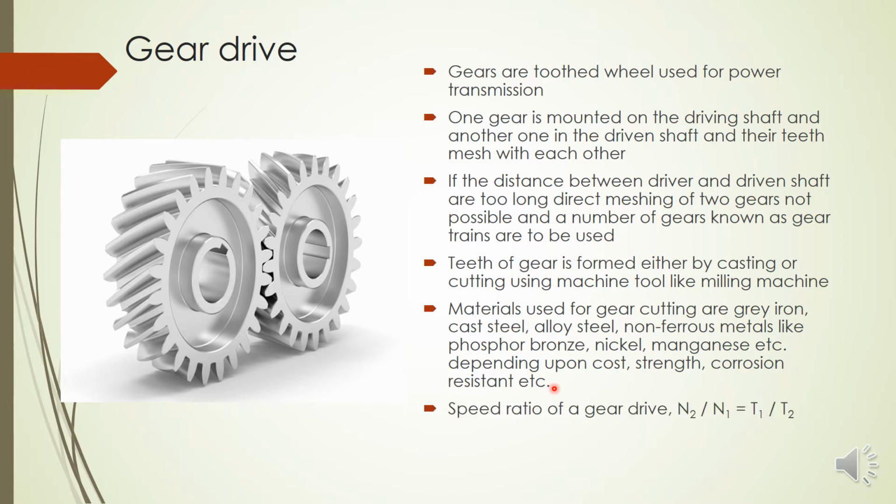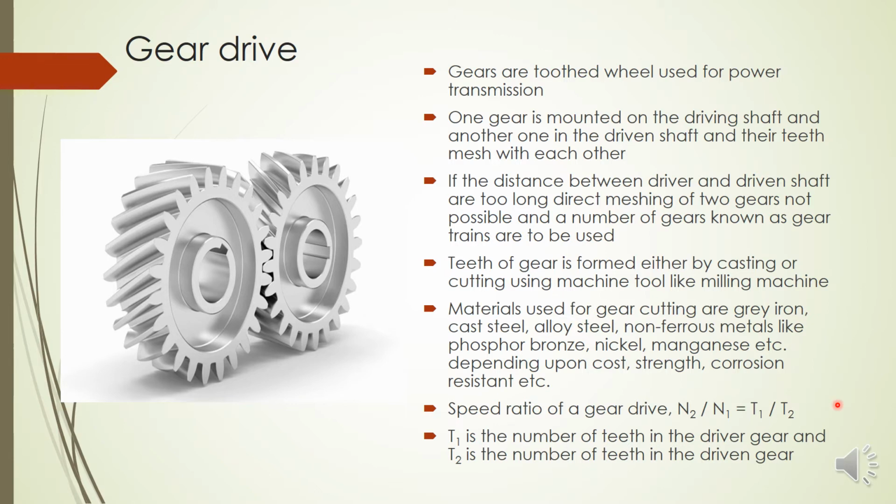The basic equation of gear drive is very simple, that is the speed ratio of gear drive, that is the speed of driven gear to the speed of driver gear, is equal to the inversely proportional ratio of T1 and T2. So what is T1 and T2 is the number of teeth on the driver gear and driven gear. So T1 is the number of teeth in the driver gear, T2 is the number of teeth in the driven gear. So this is a simple relation used to calculate the speed ratio of a gear drive.